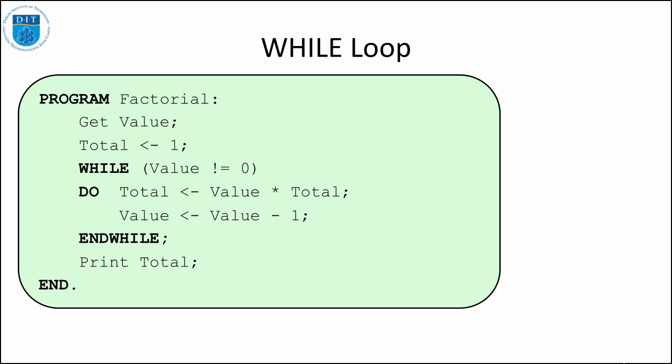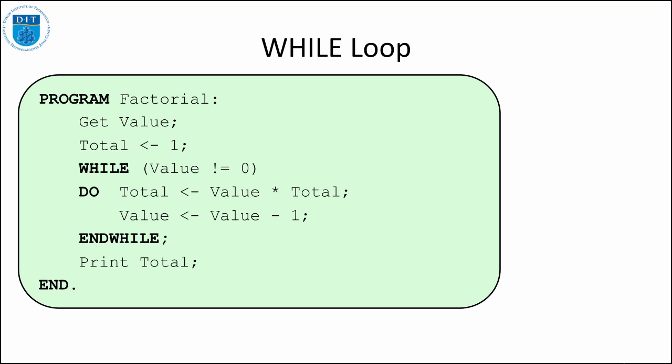The total is 3 now, so that means it's 2 multiplied by 3, which is 6. We'll take 1 away from value and it's 1, so we go around the loop again and it's 1 multiplied by 6, which is still 6. We take 1 away and then value is 0, and then it exits the while loop. Then we print out the number 6, so we know that 3 factorial is 6, because 3 by 2 by 1 is 6.